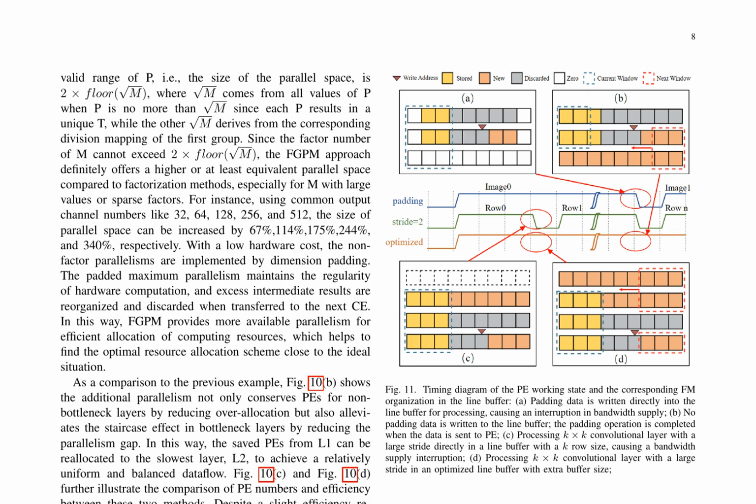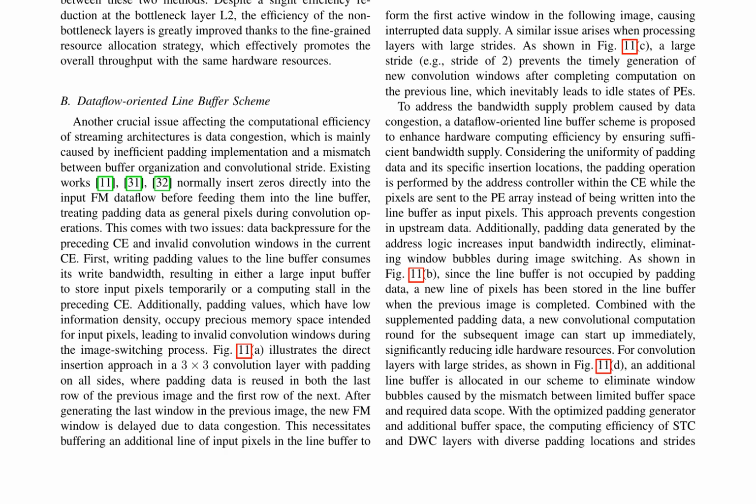For convolution layers with large strides, an additional line buffer is allocated to eliminate window bubbles caused by the mismatch between limited buffer space and required data scope. The proposed architecture significantly enhances the computing efficiency of STC and DWC layers with diverse padding locations and strides. By optimizing the padding generator and additional buffer space, the architecture ensures sufficient bandwidth supply and minimizes idle hardware resources.